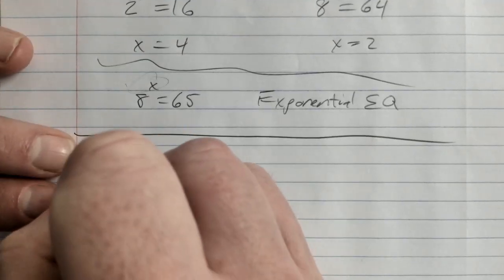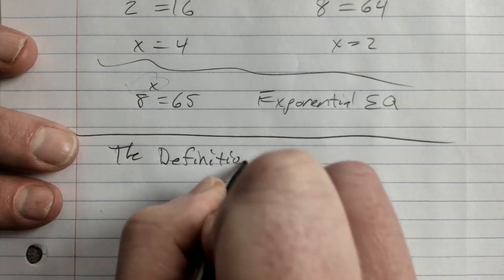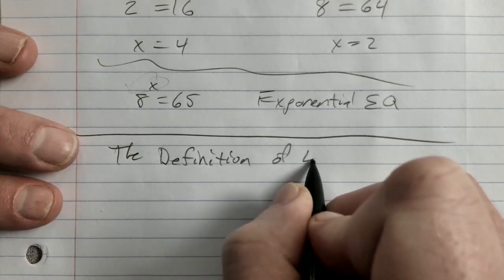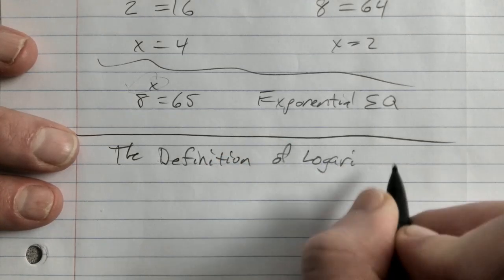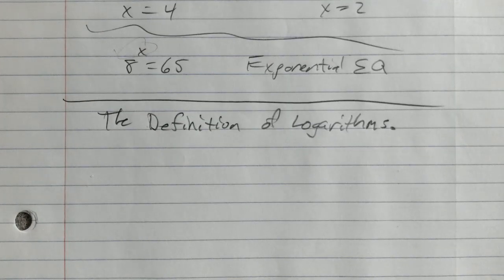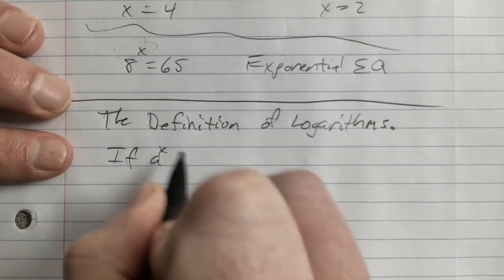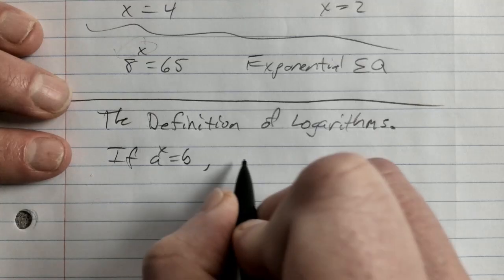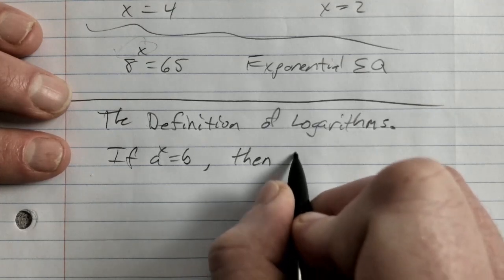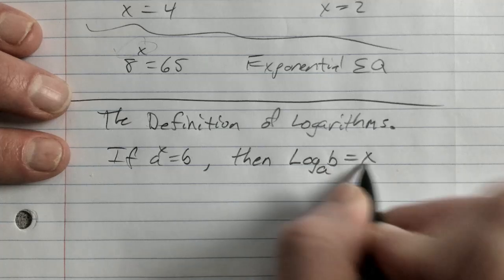So we have the definition of logarithms. And this is the definition of all logarithms. It says, if a to the x equals b, then log base a of b equals x.